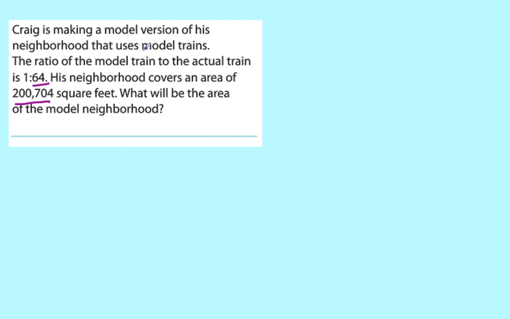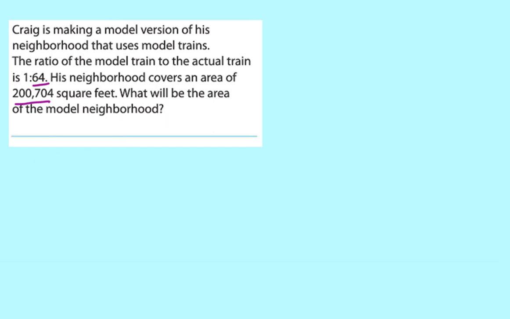So Craig's making a model of his neighborhood using trains because Craig's cool. Right? Model trains. Let's see. Ratio from the model to the actual is 1 to 64. And his neighborhood covers an area of 2,704 square feet.